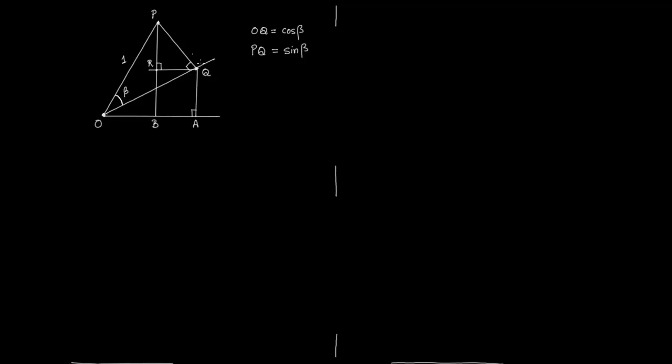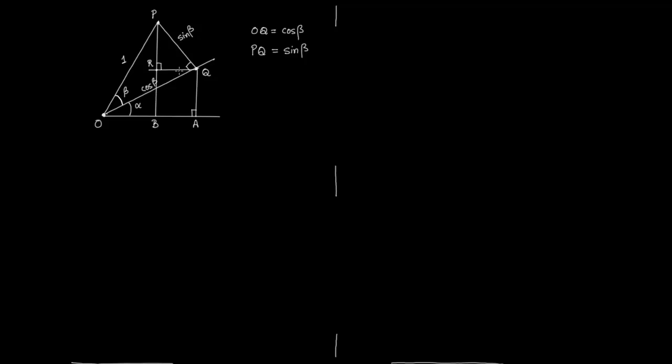Let me write this down in the figure. PQ is sin beta and OQ is cos beta. So this is all very simple. This is because triangle OPQ is right angled at Q and OP, the hypotenuse, is of size 1. Now let us go further.